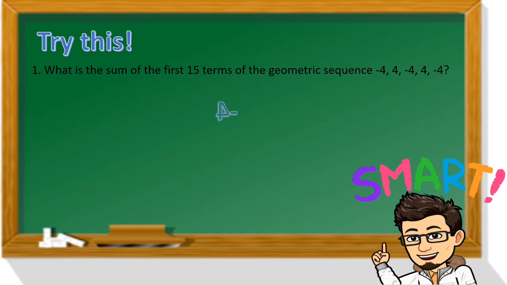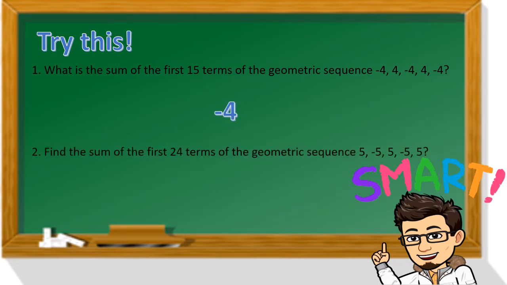If your answer is negative 4, that's right. How about this? Find the sum of the first 24 terms of the geometric sequence 5, negative 5, 5, negative 5, 5, and so on. If your answer is 0, you're right.